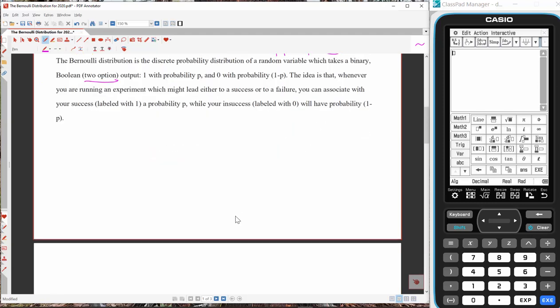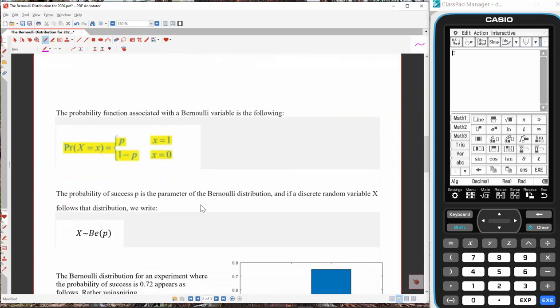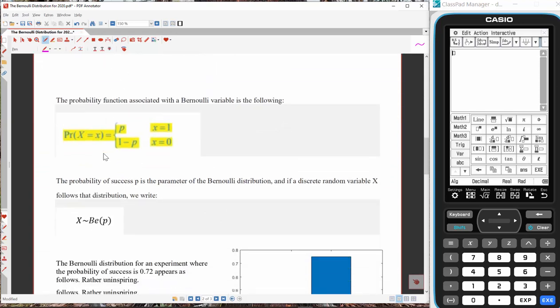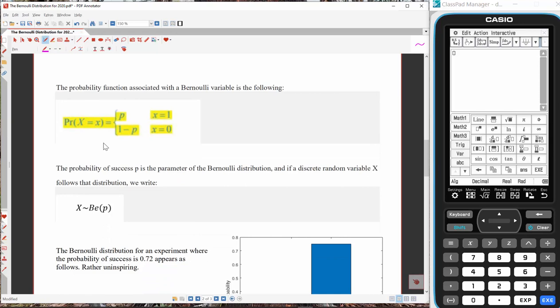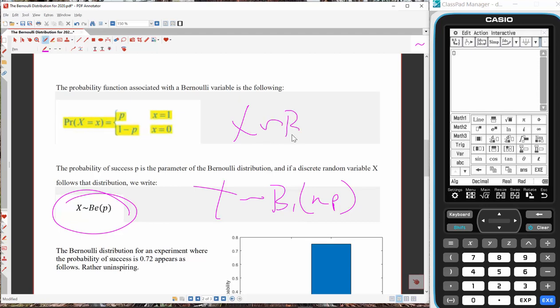Right, so let's have another or a longer look at it. So this is the probability function associated with it. I've just ripped that off there and pasted it in. The probability of success P is the parameter of the Bernoulli distribution. And if a discrete random variable X follows the distribution, we write this, we define it. So just like in the notes we're writing, X is a binomial variable, number of trials, probability of success. We write this as X is a Bernoulli, all right, with the probability of success, whatever it is, 0.4, 0.6.